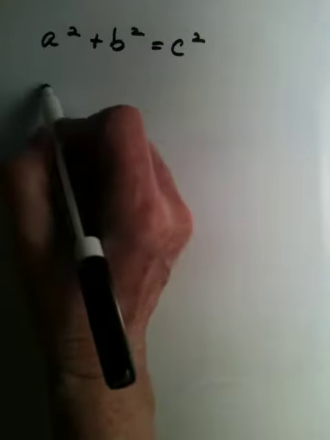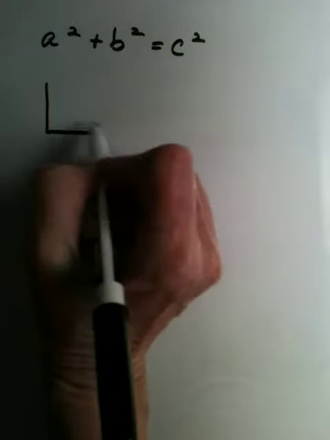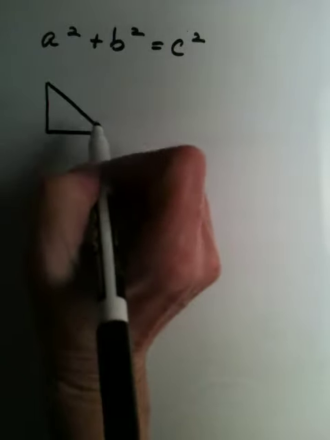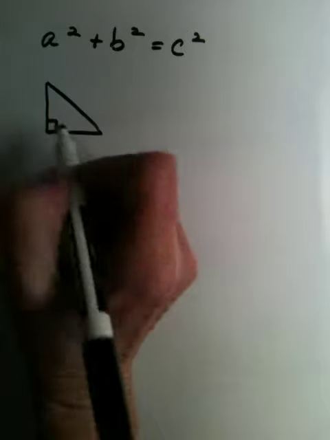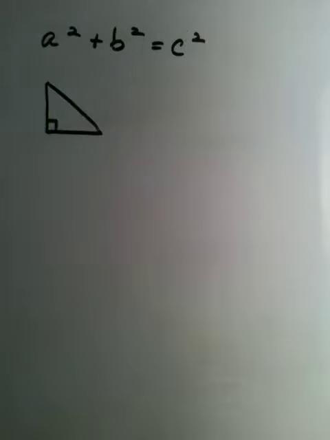Pythagorean theorem is a squared plus b squared equals c squared. We use the Pythagorean theorem when we're dealing with right triangles. A right triangle has to have a 90-degree angle. They will denote the 90-degree angle with a little square.